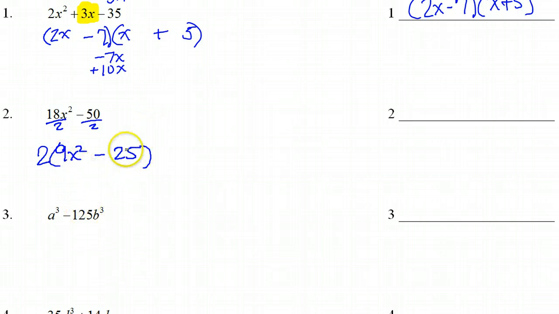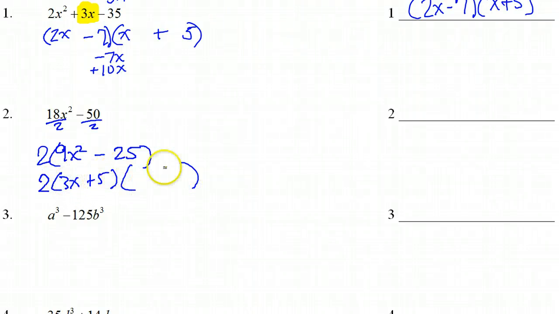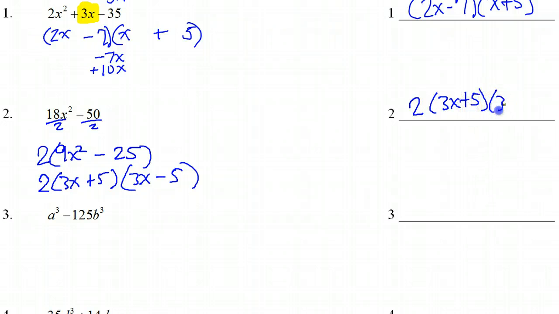So then I recognize this is the difference of two perfect squares. So I keep going. So I put 2, and then I put 3x plus 5 and 3x minus 5. Okay? And then that's it. So the answer should have been 2 times 3x plus 5 times 3x minus 5.